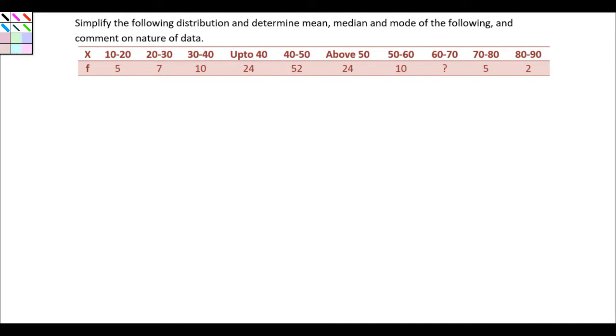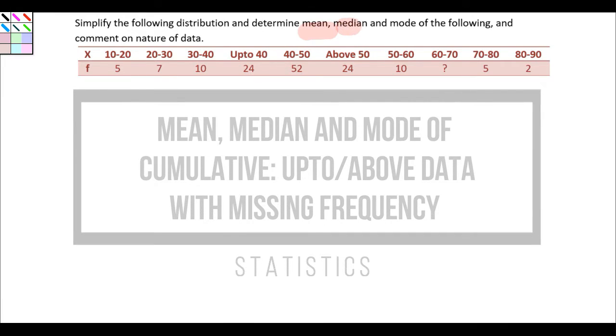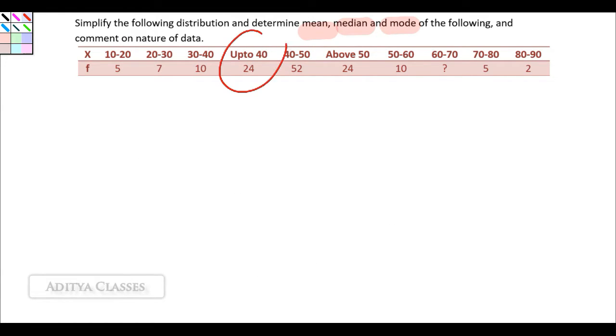Hello and welcome to yet another question on finding out mean, median and mode from a data set that doesn't look to be a regular data set. For example, we have exclusive classes from 10, 20, 20, 30, 30, 40. Then there is an up to 40 which actually is a cumulative figure.